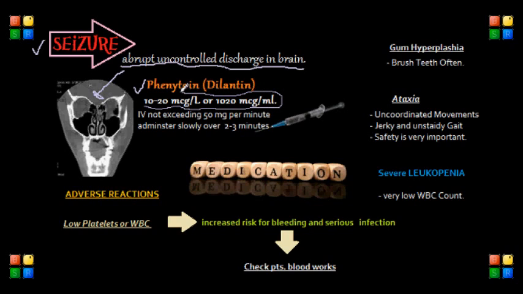Again, take note of the conversion unit because that can be a silly mistake and it can cost you a lot on your NCLEX. Now, this drug should be injected slowly intravenously at a rate not exceeding 50 milligrams per minute. Remember to take note of that again. This drug should be injected slowly intravenously at a rate not exceeding 50 milligrams per minute. And also this drug should be administered slowly over 2 to 3 minutes.